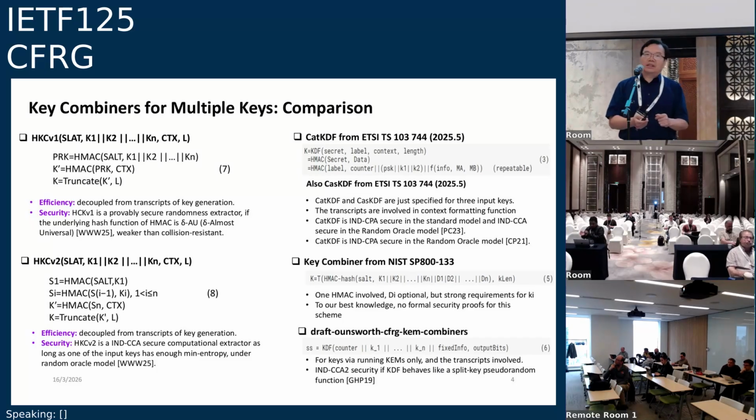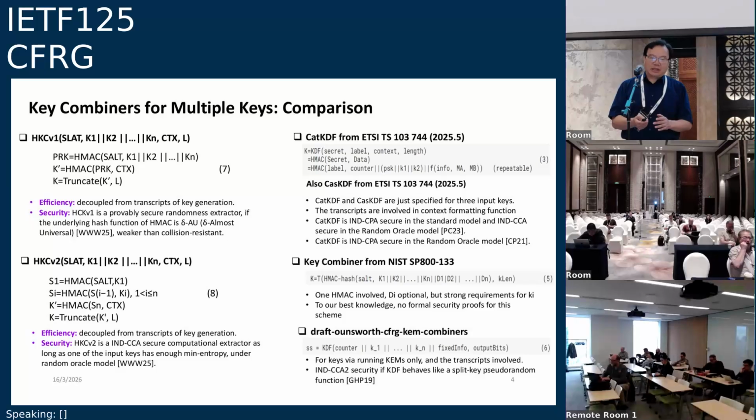But the second one is not that good. It is only proved secure in the random oracle model, by taking the hash function as an ideal function. And the right side is a comparison with the existing schemes.